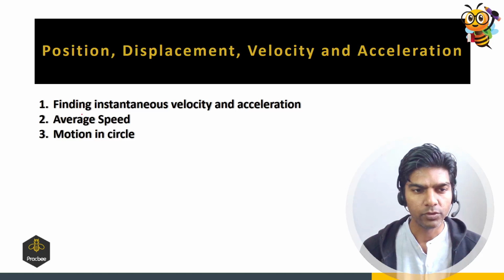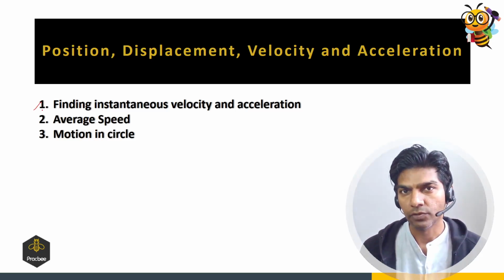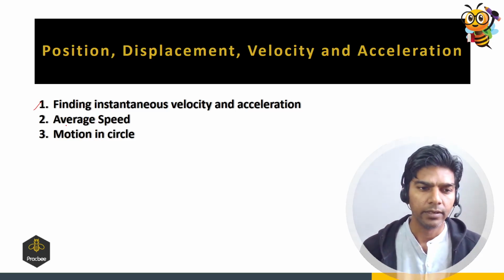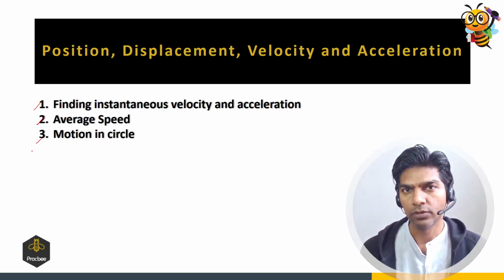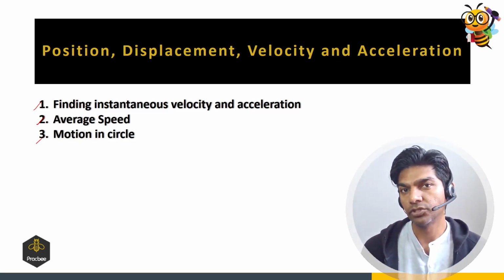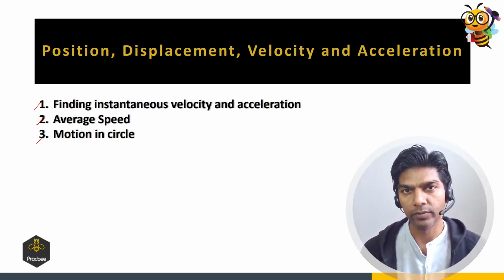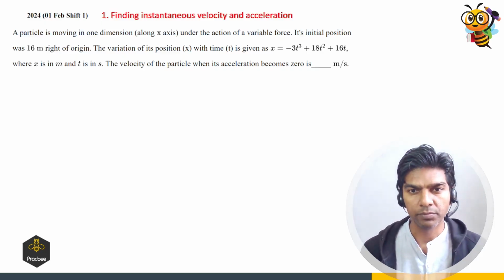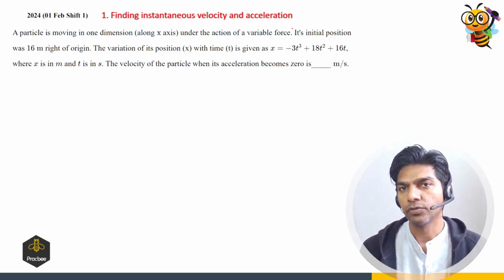So the very first problem type is finding the instantaneous velocity or the instantaneous acceleration, and the second one is finding the average speed during the entire journey. And then there will be motion in a circular path, and then they can ask us what is the distance covered, what is the displacement, or what is the change in velocity. All these types of question can be asked. Now let us see the very first problem type, finding the instantaneous velocity and the acceleration.